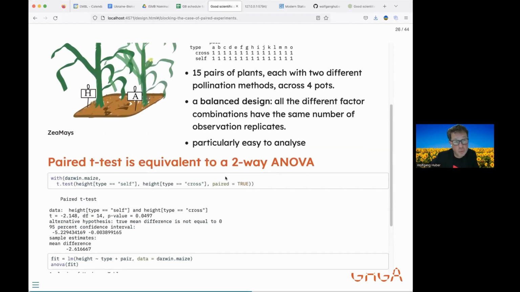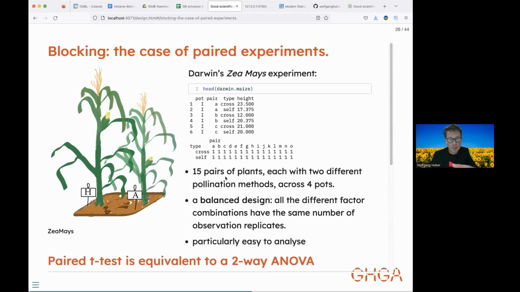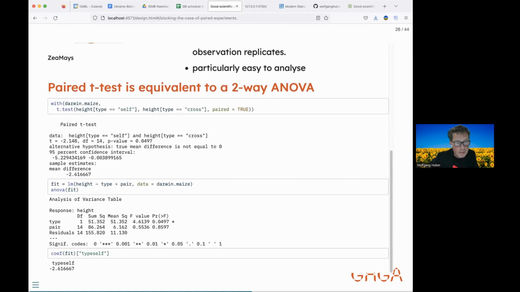What you can do here, if you have such paired measurements, is a paired t-test. And in fact, it turns out to be equivalent to a two-way ANOVA where you have type and pair. This is exemplified by this example R code. You can see that the results that you get, the estimated effect sizes and also the p-values, are exactly equivalent between the two-way ANOVA using the linear model and the paired t-test.